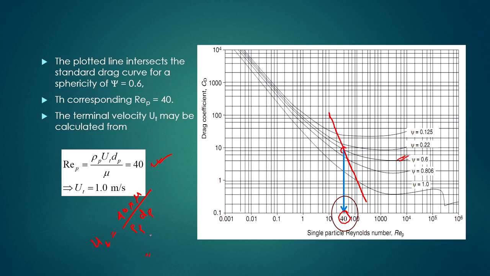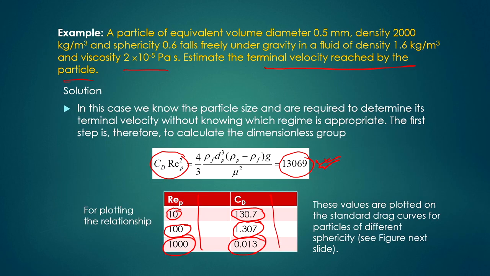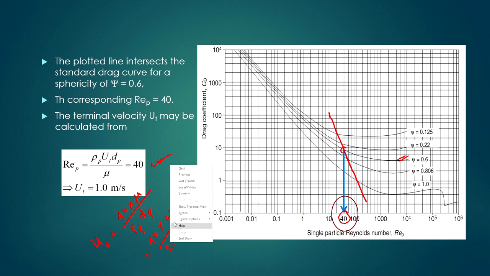It is given to you. That means 40 × mu, where mu is 2 × 10⁻⁵, divided by rho p, the particle density, which is given 2000, times dp, the particle diameter, given 0.5 millimeter, that means 0.5 × 10⁻³. It will come almost 1.0 meter per second. So this is your terminal velocity.